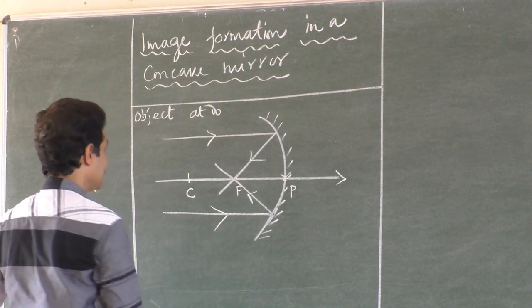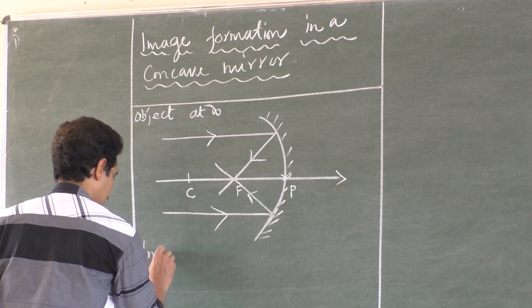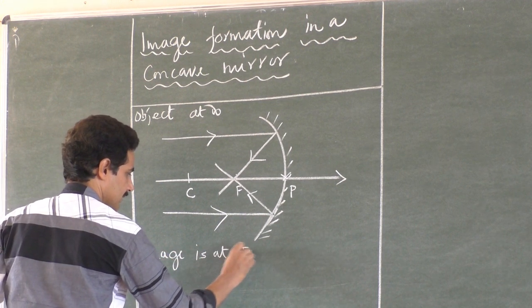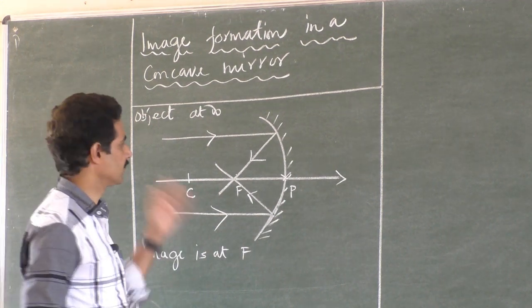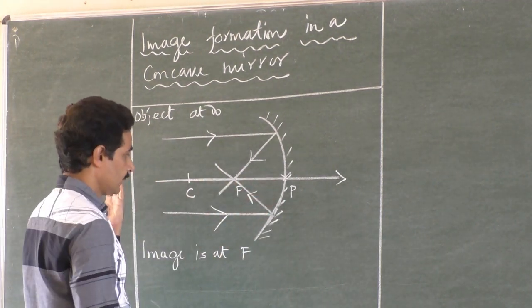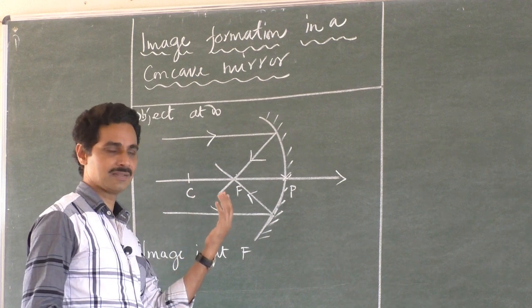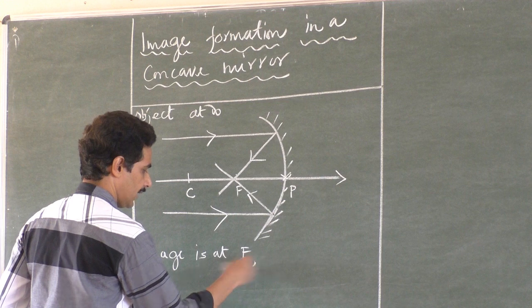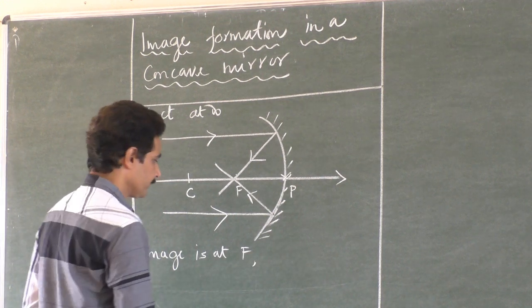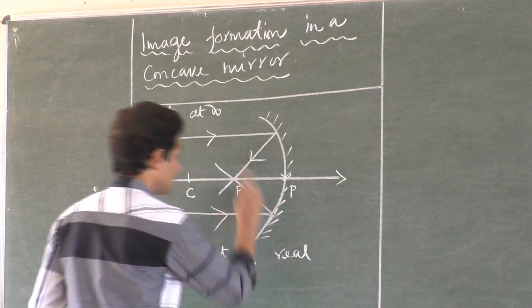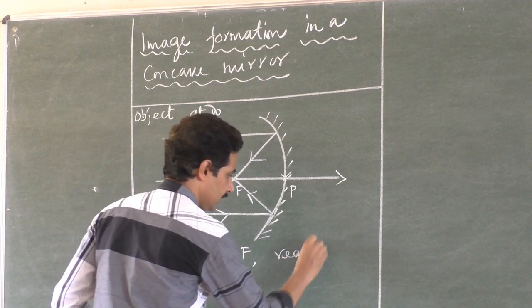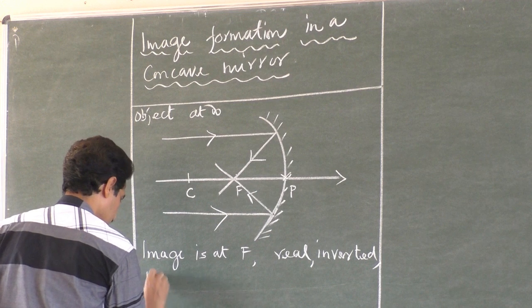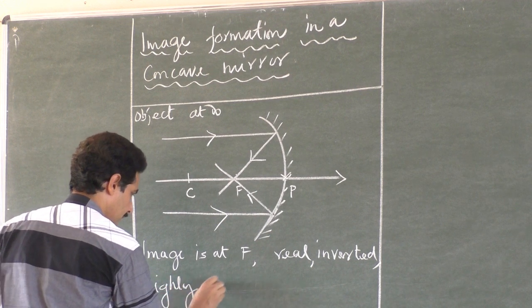So when the object is at infinity, the image is at F, the focus. The image is formed at the focus because parallel rays come from infinity. For an object at a very large distance, parallel rays are emitted and they meet at the focus. Image is at F, and the image nature is real, because the rays of light really meet, and inverted and highly diminished because it is very, very small.